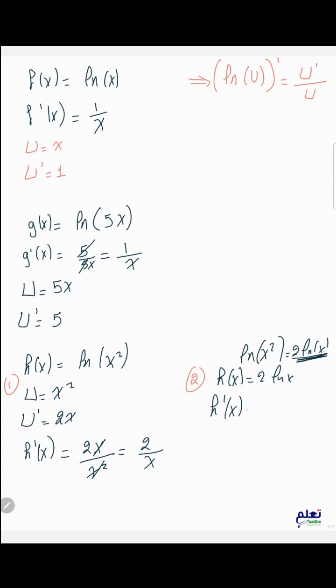So h prime of x is, we are going to keep 2, and then the derivative of ln x is 1 over x. So 2 times 1 over x is 2 over x, and here is the answer in the second way. Hopefully this video was beneficial for you.